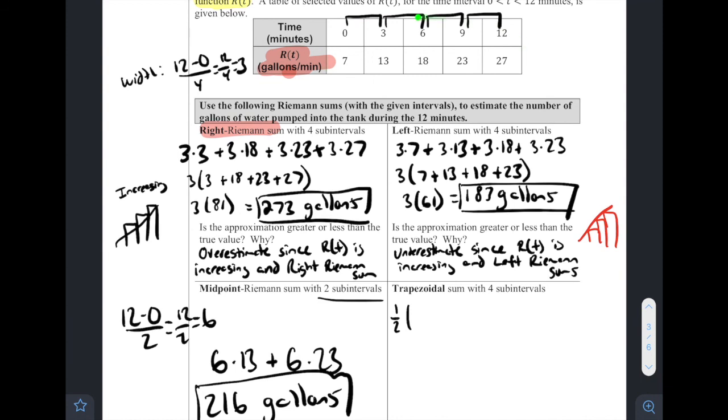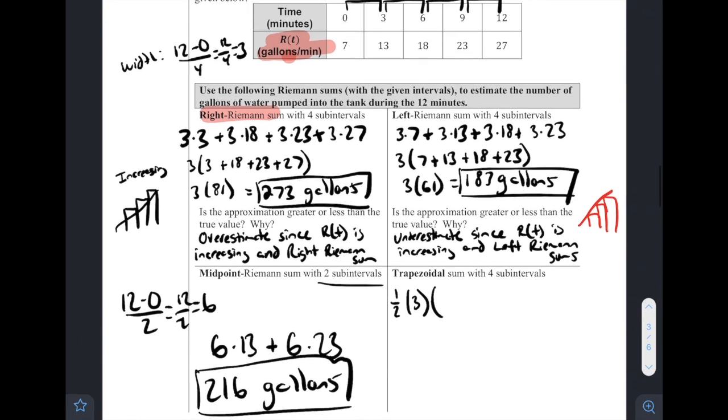Because this is consistent, I can do this factoring method. If you are ever doing a table and the time or the x is not increasing by the same amount, you cannot do this shortcut that I'm about to show you. But because these are each 3, I'm going to factor the 3 out of each of these area equations. And what's that going to leave me? It's going to leave me the height of the function. So the base 1 for this first one is 7 plus 2 times the next one, which is 13, plus 2 times the next one, which is 18, plus 2 times the next one, which is 23, and then plus the last one, which is 27.